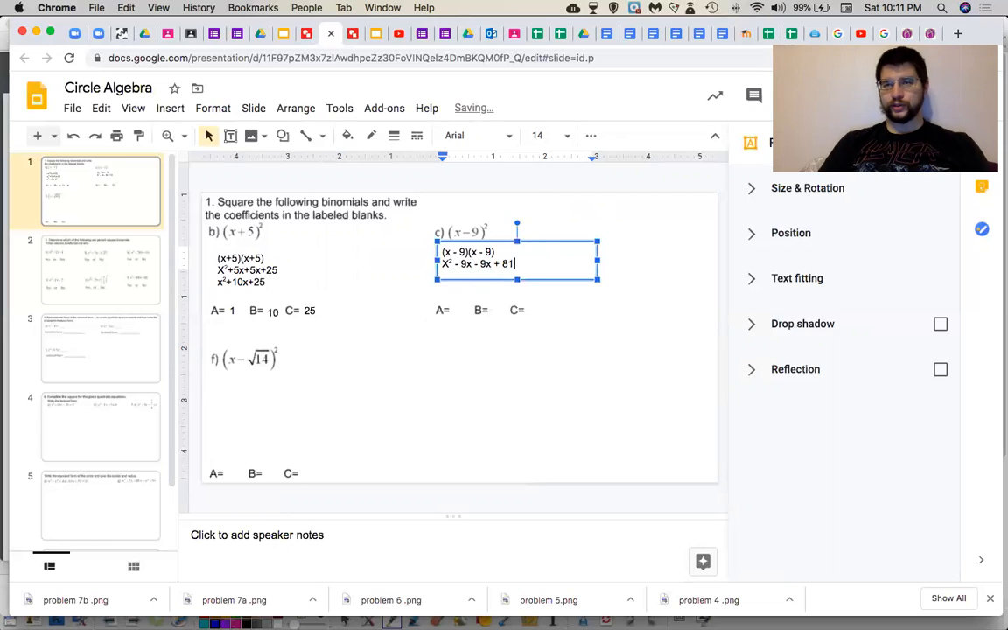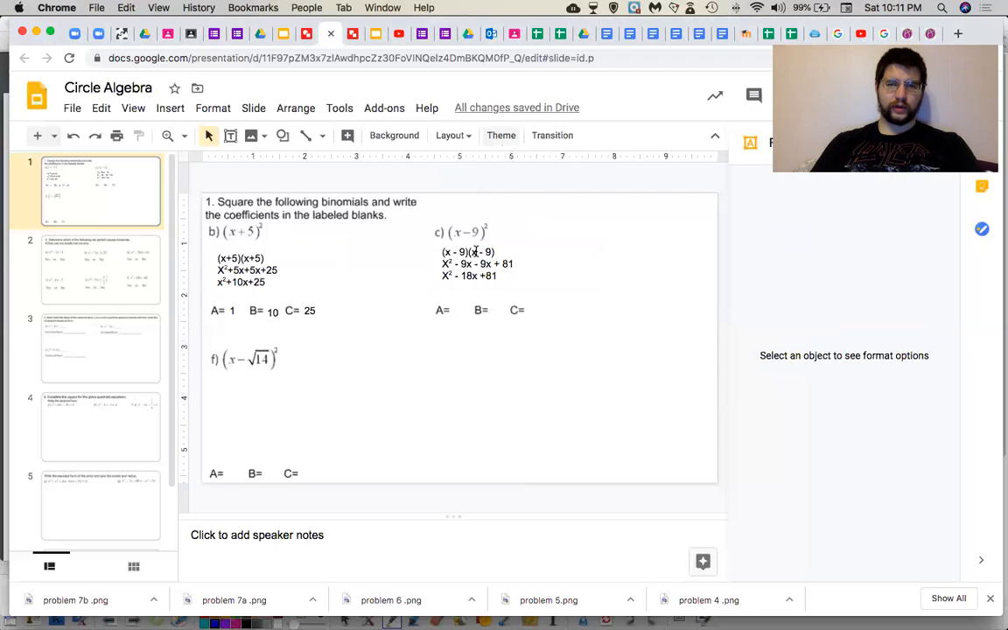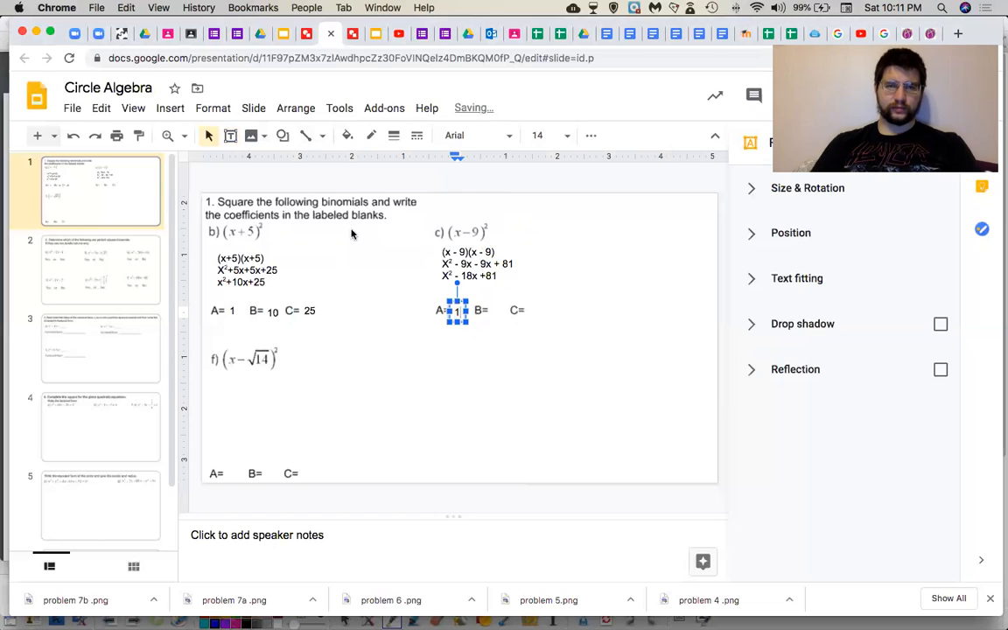So this should be very familiar to you from algebra, hopefully anyway. X squared minus 18x plus 81. And that's it. So I guess all of these have 1 for the A term so far. It's possible to get something different. So if you do, don't feel like it's wrong. Now be careful here, it's negative 18 for B.